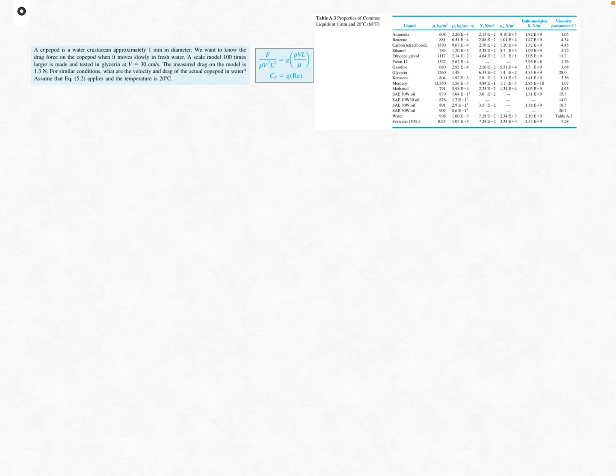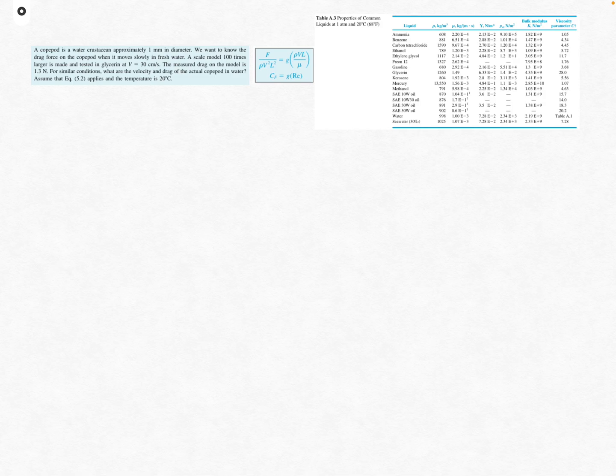Now we're going to look at an example of modeling using what we know about dimensional analysis. This comes from your text, example 5.1. We're asked to look at drag on a copepod, a water crustacean that's about 1 millimeter in diameter. And so we want to know the drag force when it's moving very slowly in fresh water.